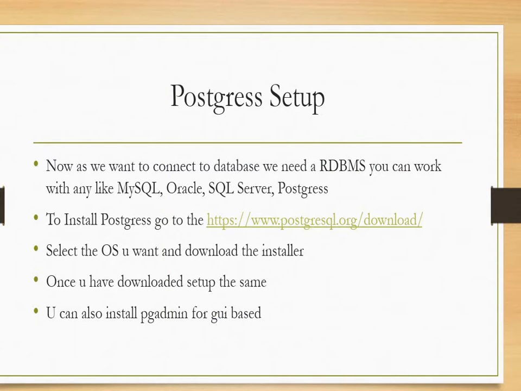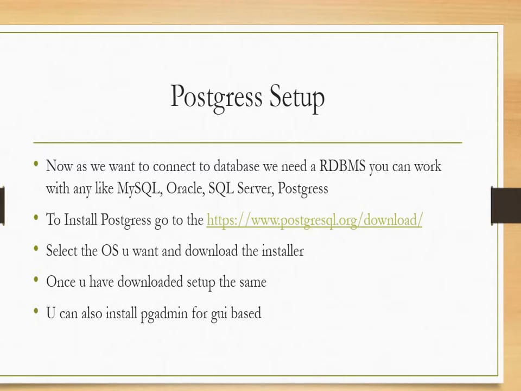So for that, I require a database. In the previous class, we learned about MySQL. Today we are going to work with a new database, that is Postgres. As we want to connect a database, we need an RDBMS. You can work with any SQL database like MySQL, Oracle, SQL Server, or Postgres. I'm working with Postgres. To install Postgres, you have to go to the Postgres official site, select the OS version, and download the Postgres software. Once it is downloaded, you can set it up.